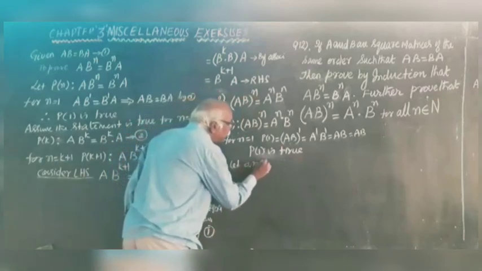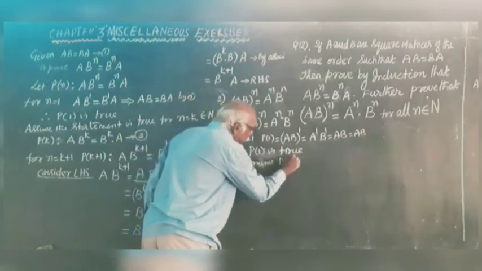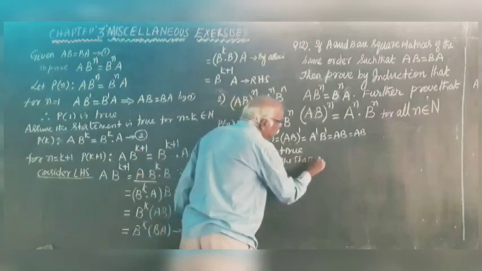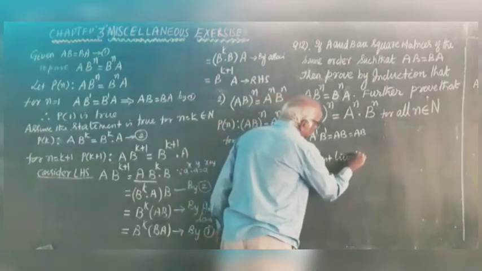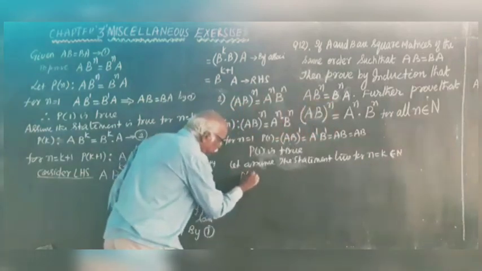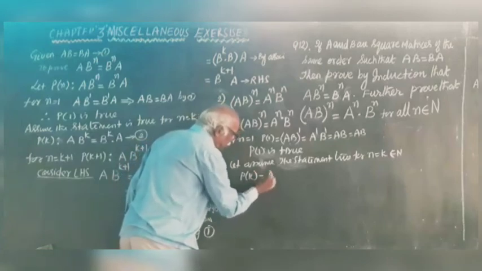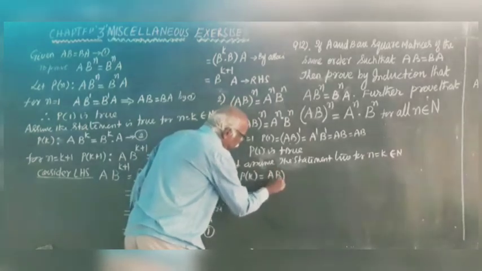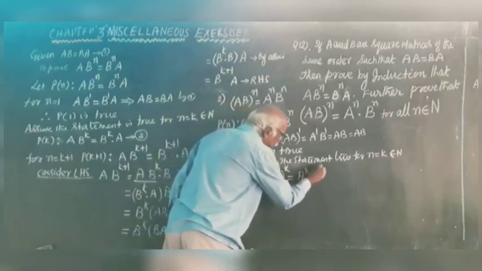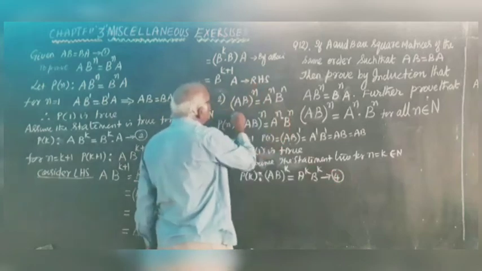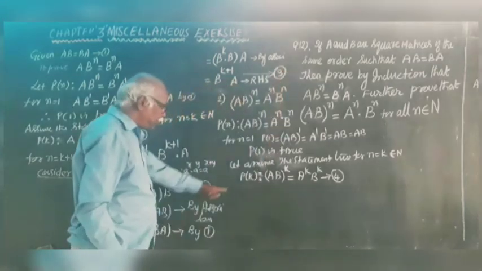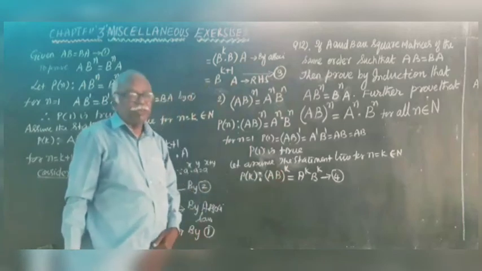Let us assume P(k) is true. Assume the statement is true for n equal to k, where k belongs to N. P(k): (ab)^k is equal to a^k b^k, equation number 3.